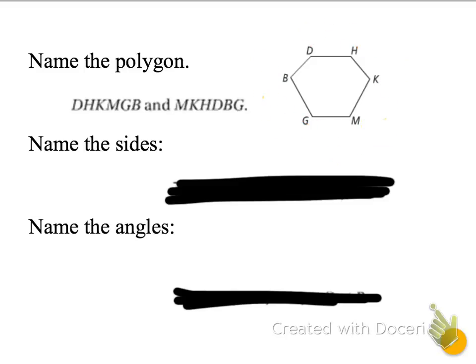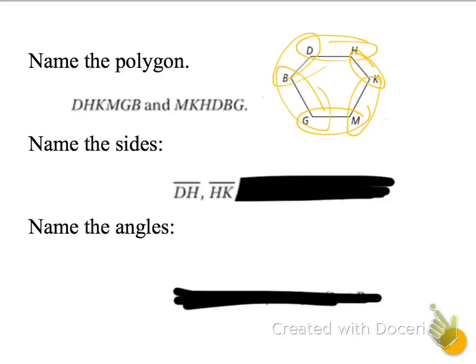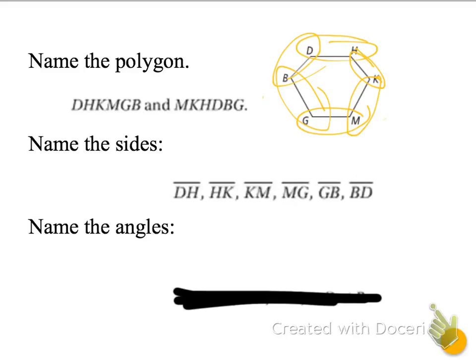The sides are pretty easy. An example, we've got DH, so one line here. Another one is HK, then you do KM, MG, BG, and BD. And make sure you put the little line segment on top.